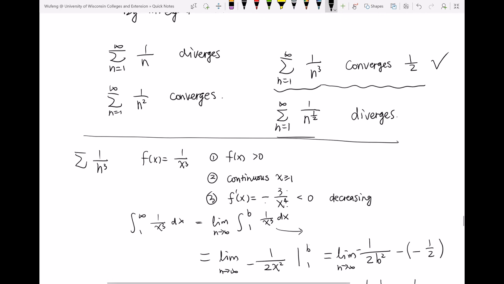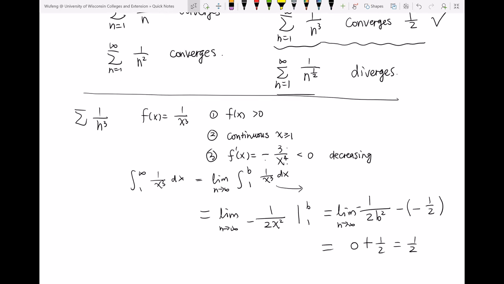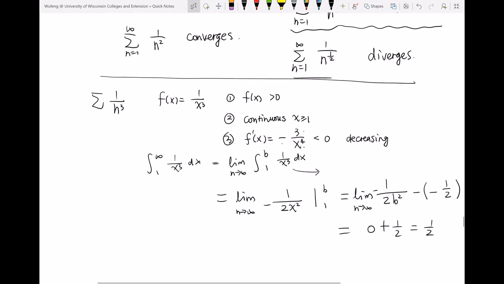Connor says it converges to 1 half. Thank you, Connor, you got it right. It's 1 half, converges to 1 half. Okay.